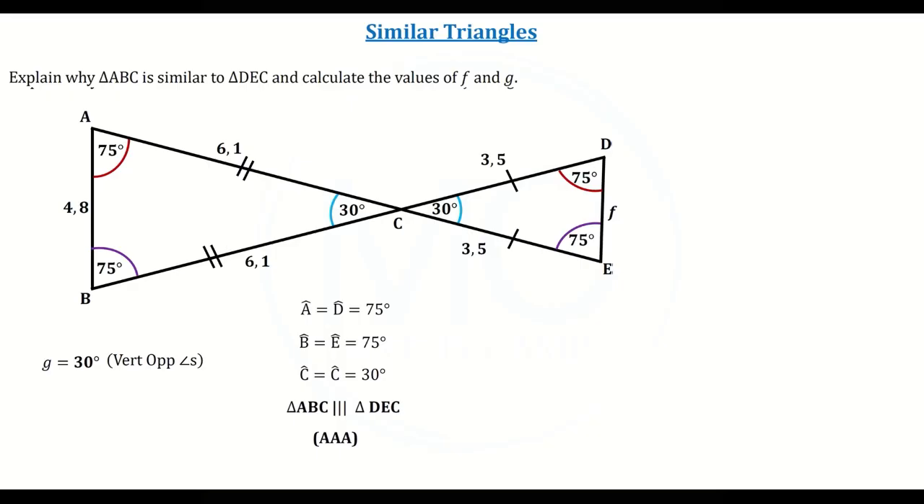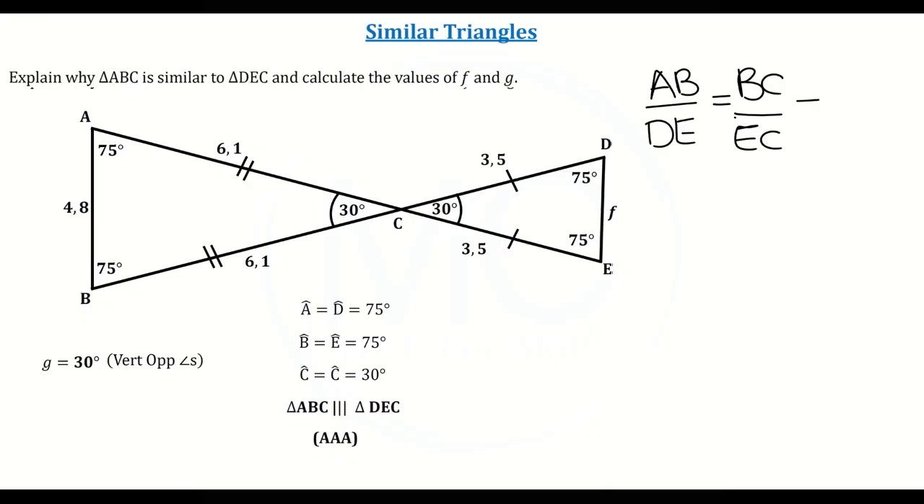We still need to find the value of F, the length of side DE. So let's clear up our diagram. We have just proven that triangle ABC is similar to triangle DEC, which means that corresponding sides are in proportion. So let's write these pairs of sides as fractions. We have side AB over DE, which will be equal to BC over EC, which will be equal to AC over DC.